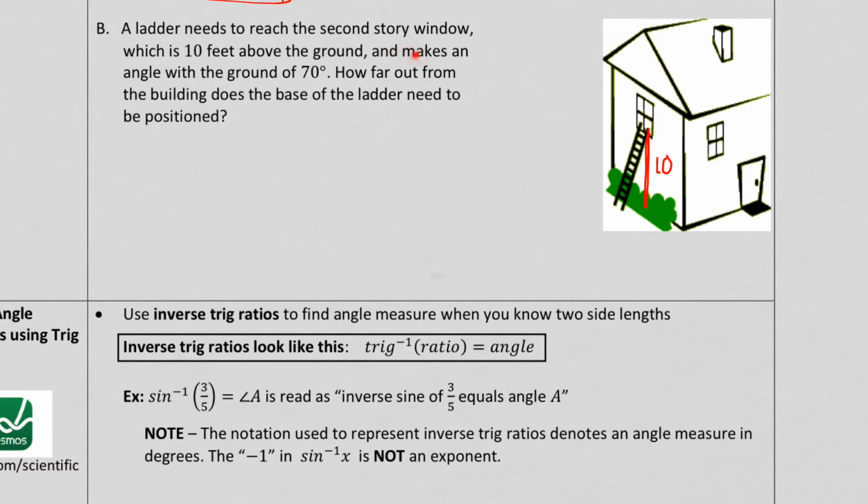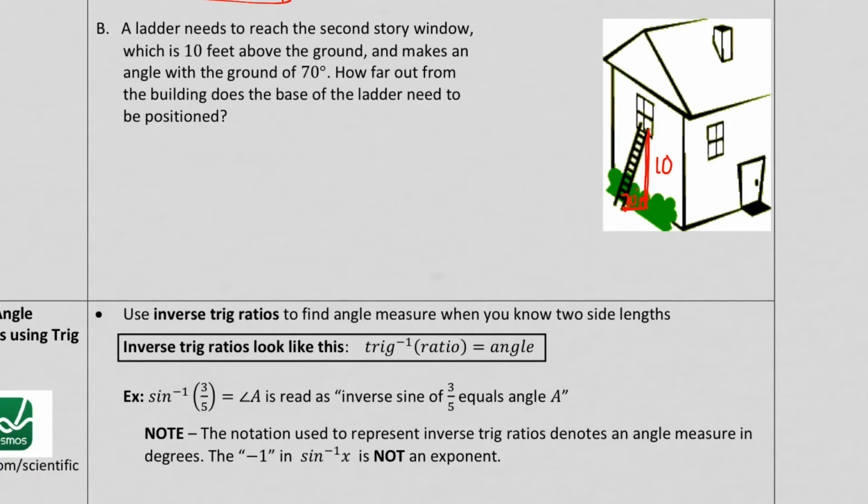Next, it makes an angle with the ground of 70 degrees. So what that means is that this ladder here makes an angle that's 70 degrees. So this is an angle of 70 degrees here. This will be a right angle here at this point, because the wall should be straight up and down with the ground.